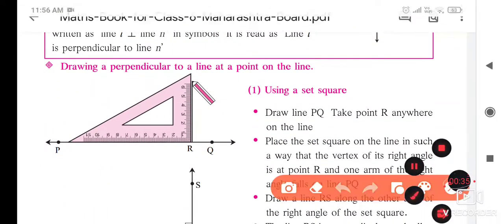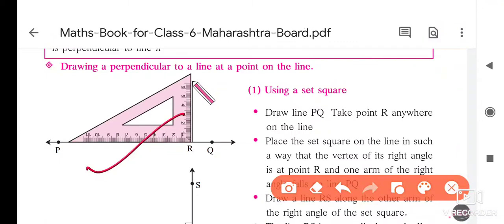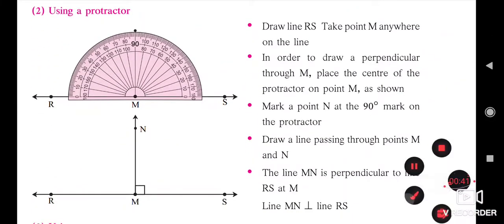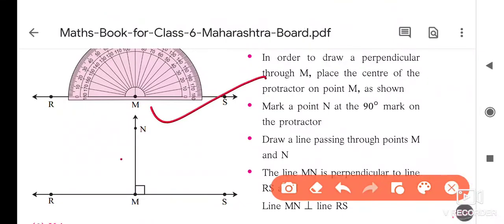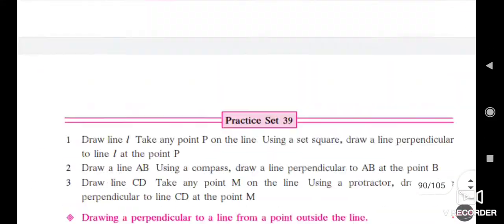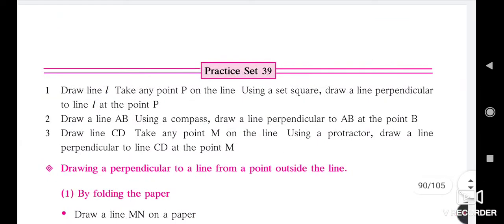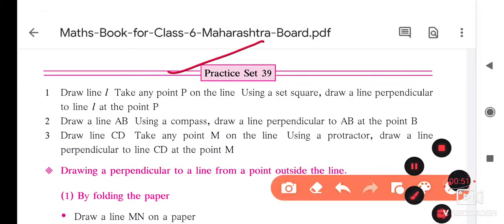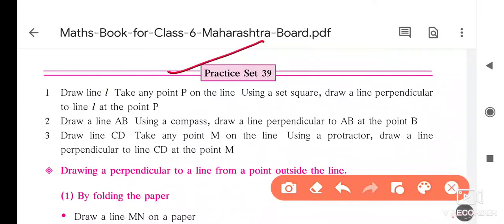The first method is by using a set square. I told you how to do this. After that, by using a protractor, that also we saw, and then by using a compass, that also we saw. And practice set number 39, that you are going to solve at home, I forgot to tell you that day.